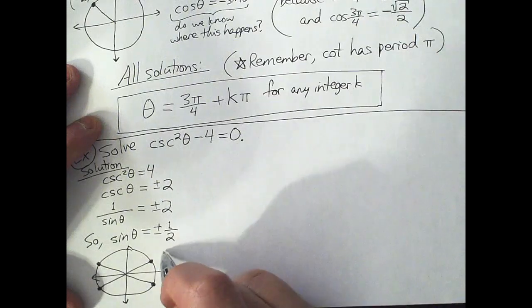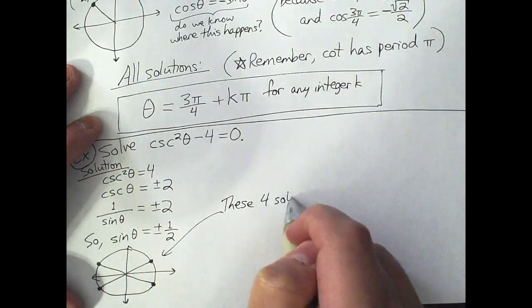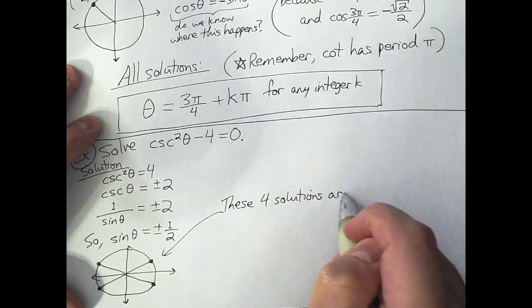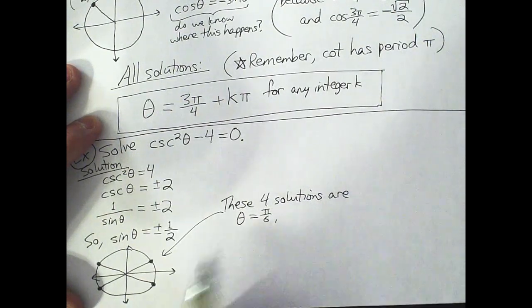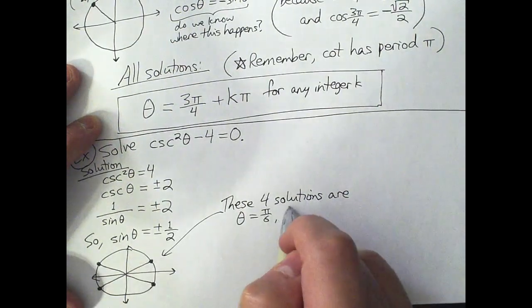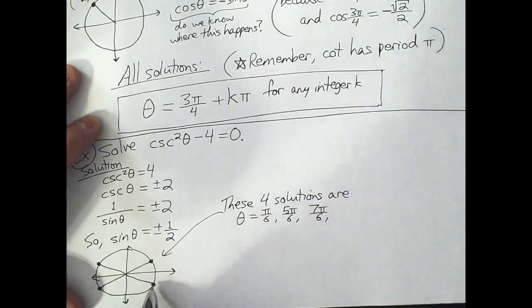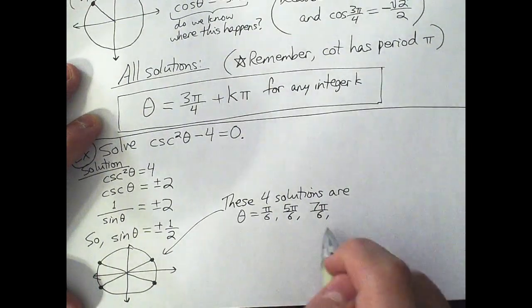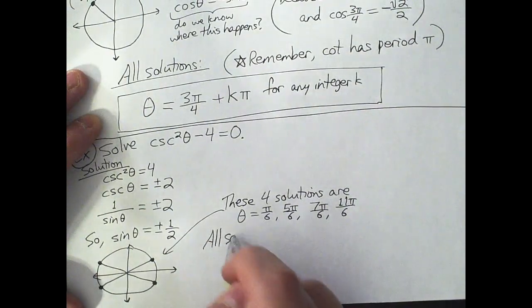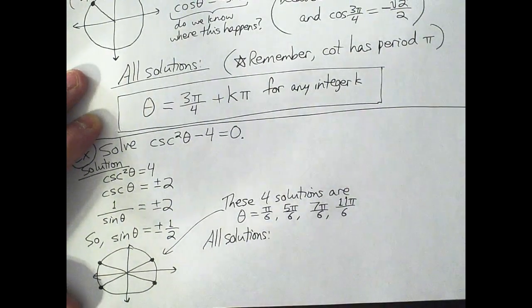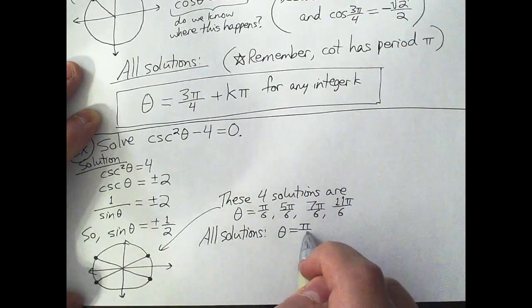So these four solutions are pi over 6, right? That's the first one, pi over 6. That's the next one, 5 pi over 6. The next one is 7 pi over 6. And what's this last one? This last one is when you go almost all the way around the unit circle. We've gone 11 pi over 6. And all solutions, we're going to try to fit this on the rest of this page, could be written as these things plus 2k pi.